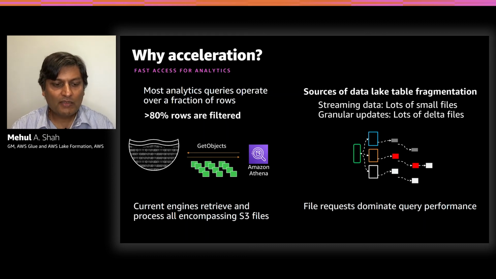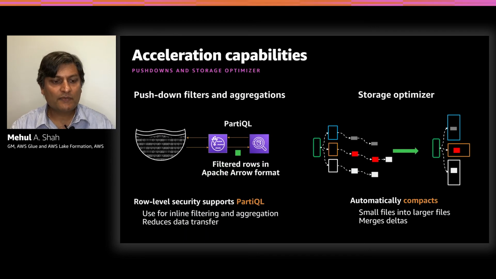away. We also found out that when you look across our customer base, they're managing lots and lots of small files in S3. These come about because they're storing, for example, streaming data, or there are a lot of granular updates to those files, and so there's lots of little deltas that they keep around. And when you have this and you're running queries, it turns out that retrieving those small files, the I/O cost of just doing those requests actually dominates query performance. It's not actually the cost for actually processing the files themselves. And so we added 2 new acceleration capabilities within Lake Formation, pushdowns and a storage optimizer.